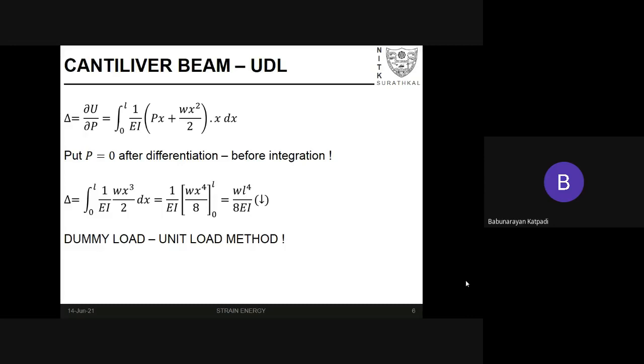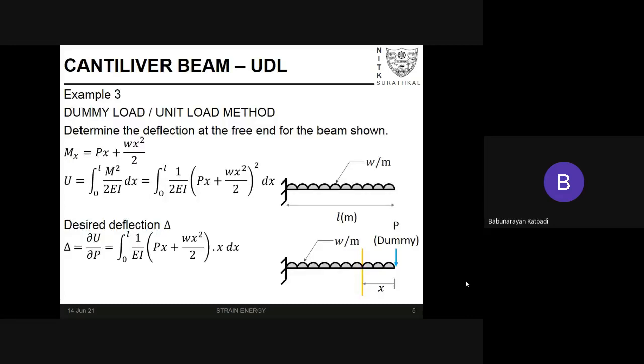So remember, we have the case of a uniformly distributed load. We desire to determine the deflection at the free end where there is no load. We introduce a dummy load. We write the equation for moment. Then we set up the equation for strain energy. We have the equation for the strain energy. The partial differential of this equation with respect to the load should give me the displacement.